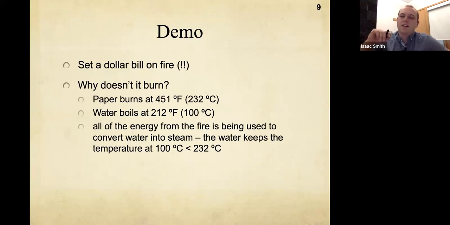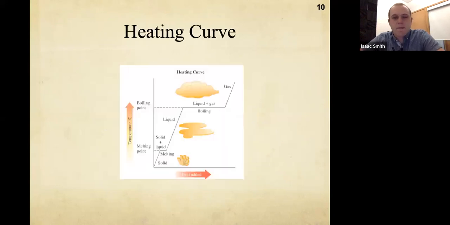When you light that dollar bill, the flammable part is the ethanol that's also mixed in with the water. So the ethanol lights on fire, and all the heat from that ethanol flame heats up the water to 100 degrees Celsius. But the water never actually gets hotter than that, and so the dollar bill never gets hotter than 100 degrees Celsius. Since it burns at 232 degrees Celsius, the dollar bill never burns. All the energy that's added converts the water into steam, but the water itself never actually changes temperature. So the heating curve, I think, is the best way to illustrate this.